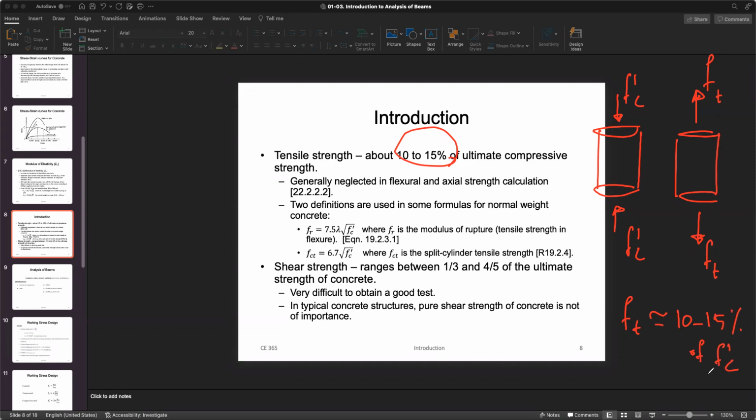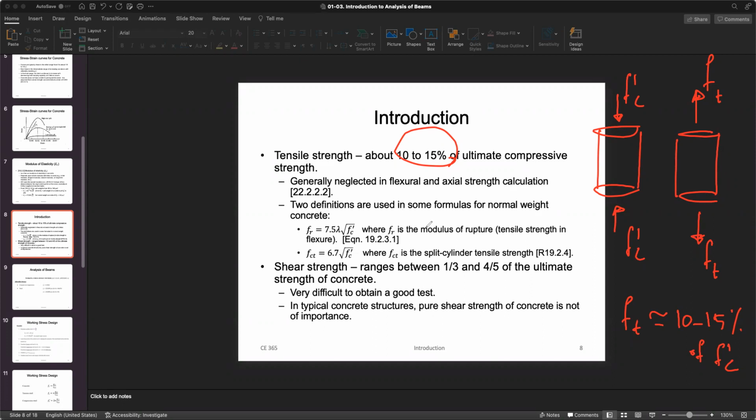Much lower, right? Your tensile strength is much lower than compressive strength. It is generally neglected in flexion and axial strength calculation. So a lot of times, I would say, this tensile strength, which is a small number, would be totally ignored. We wouldn't count on the tensile strength of concrete at all. That would be something we ignore in the first place. It would be conservative again, so other components will take care of the tension. We're going to talk about it.